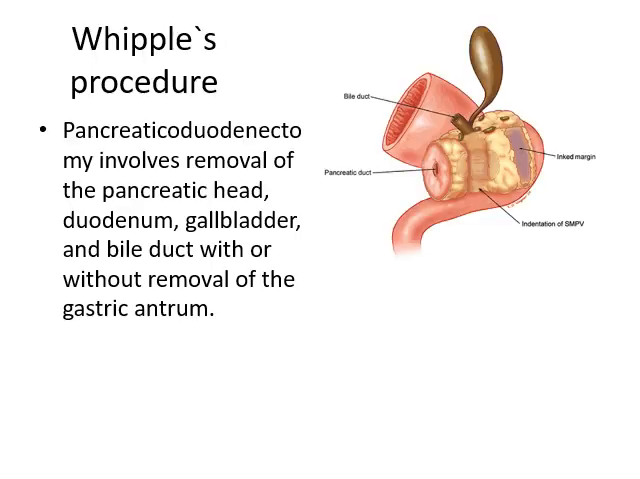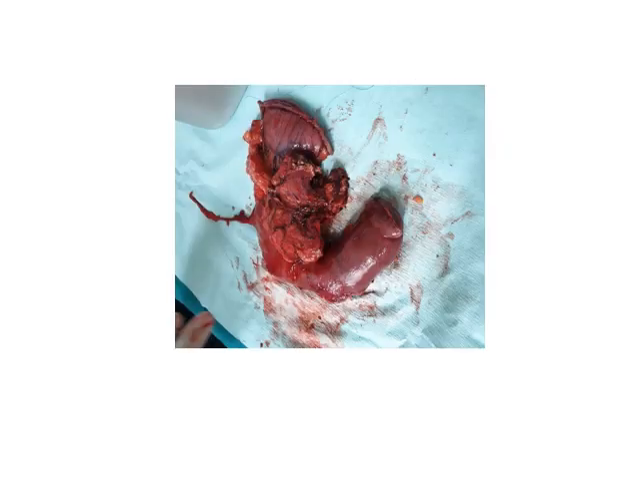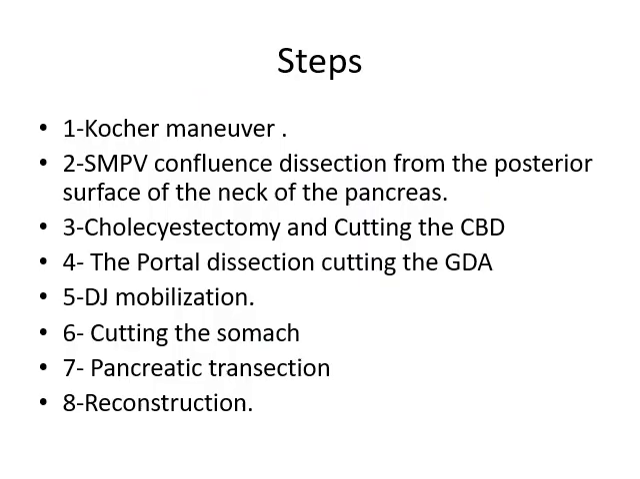In the Whipple procedure, we remove the head of the pancreas, the whole of the duodenum, the lower end of the bile duct, with or without the gastric antrum. And this is a picture of the Whipple specimen after removal. And this is the real picture of it. I know that many of you know the steps of the Whipple, but we'll go through them rapidly, and we'll go about the tips and tricks after that.